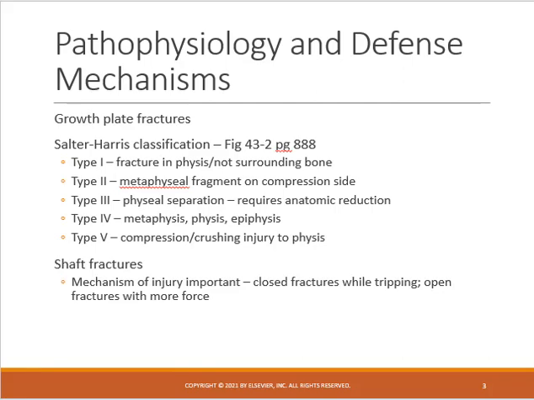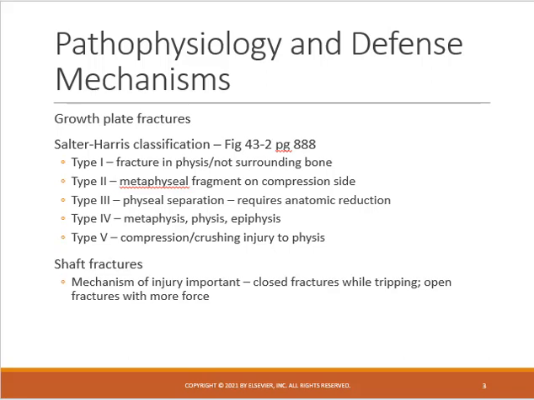One part of the patho that I did want us to go over were the Salter-Harris classification of fractures. That is found on page 888 in figure 43.2. They're divided into 5 different fractures, where fracture 1 is a fracture of the epiphysis but no surrounding bone, up to fracture 5, which is a compression or crushing injury of the epiphysis. So be sure and look at that diagram, because it gives a really good visual of what the fractures will look like. And that was for growth plate fractures.